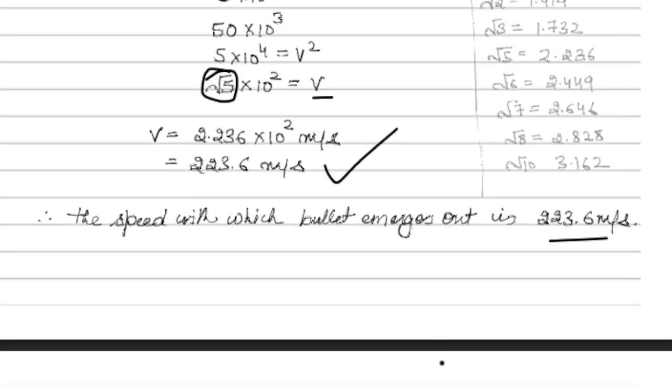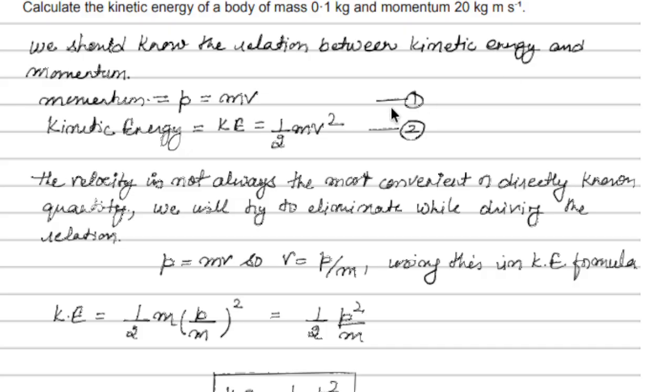And let's go to the next question. This is a formula based question, question number 12. The kinetic energy of a body we need to calculate. Mass is given and the momentum is given. So you should know the relation between kinetic energy and momentum. It is very simple to derive also.